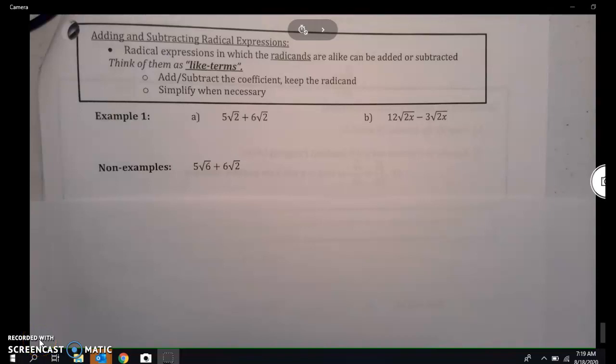Hey guys, today's lesson is on radical operations. So if you can turn to page 8 in your packet, I'd like you to follow along with me and take some notes. The first thing we're going to look at is adding and subtracting radical expressions.